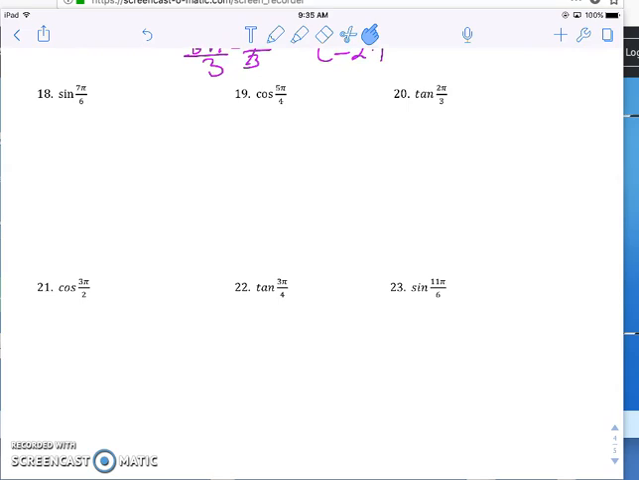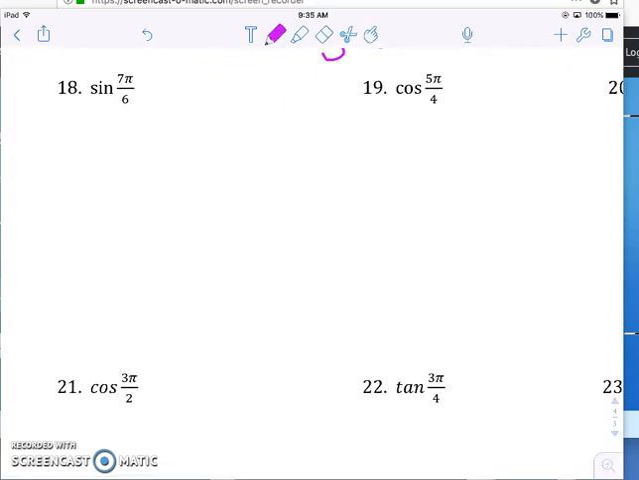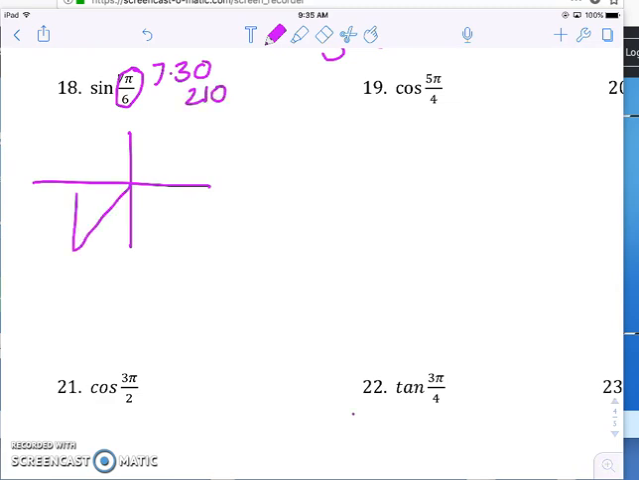And then this last page, this should be pretty much review for you guys by now. There you're trying to find these. So pi over 6 is 30. So 7 times 30, 210. So down here, 30, negative half, negative root 3 over 2. Sine is y, so we have negative half.